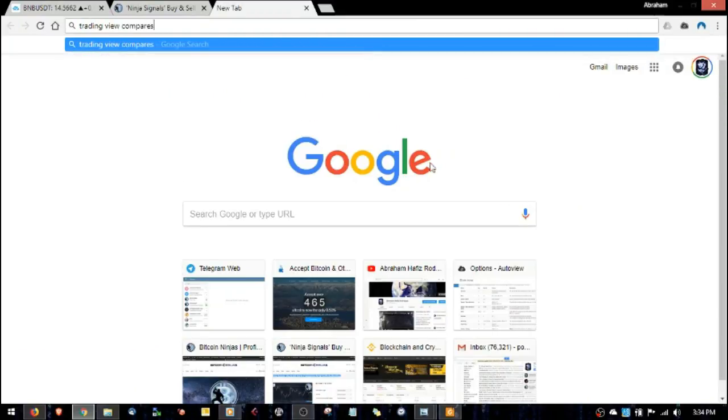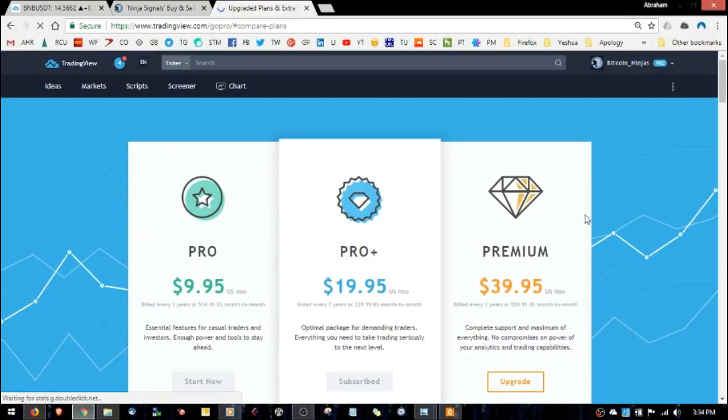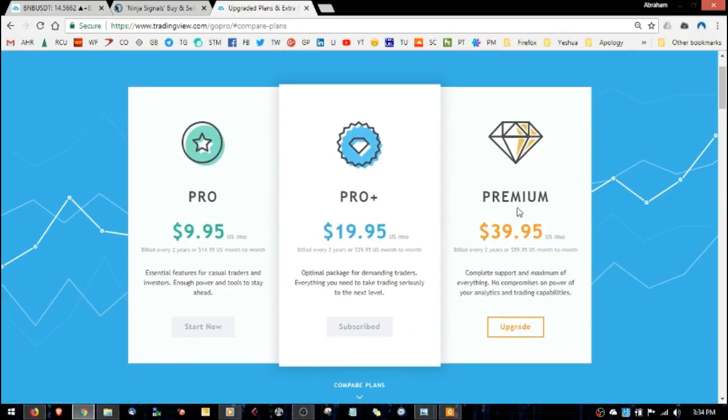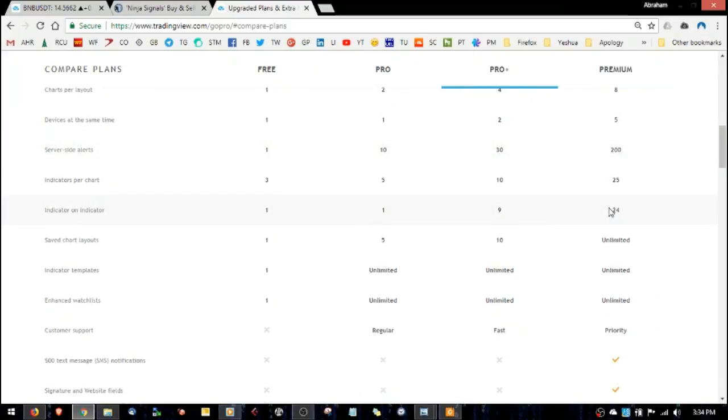I believe the Pro Plus account allows you to have up to 30 alerts. So let's just show you those really quick. That way everyone can have that information addressed as well in the video here. We can see the different plans here. There's Pro, Pro Plus, and Premium. And you can see the different number of alerts here. So server-side alerts, only one is included with the free account, which again is enough to test one alert at a time, but not really enough to trade. Pro account comes with 10 alerts, Pro Plus with 30 alerts, and Premium with up to 200 alerts. So you're going to need a Pro account or better to successfully use our script for live trading.